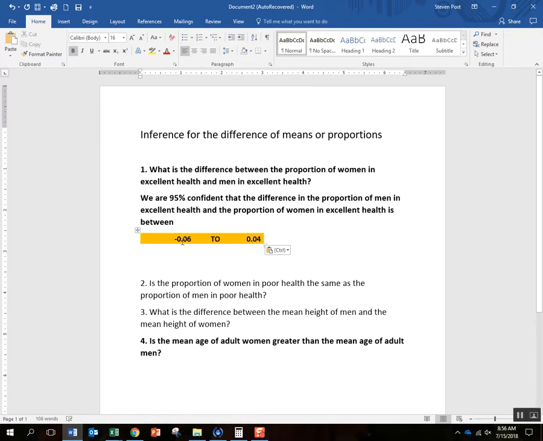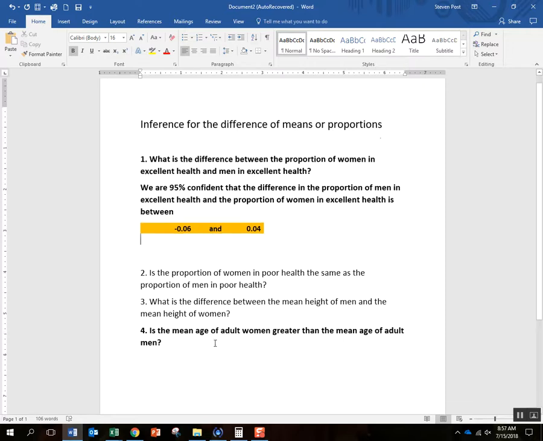Negative 0.06 and 0.04. And notice, by the way, that the way I actually did it, putting men first, is in a different order than the question actually asked. If I wanted the difference between the women and the men, I would need to reverse these. Women could be as much as 4% less or up to 6% more. So it's just a question of what order the question was asked in.